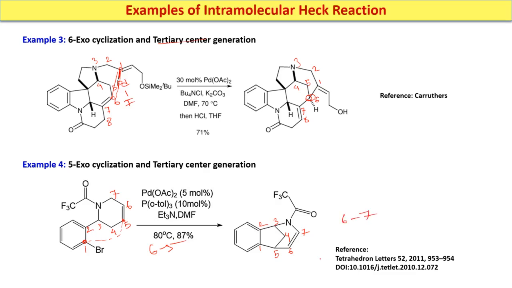So again we have to give the same logic. Here we are getting this type of bicyclic structure. And this is 5-exo cyclization, because we are getting a 5-membered ring. And as the connection is like this, the double bond is outside the newly generated ring. That is why it is 5-exo cyclization.